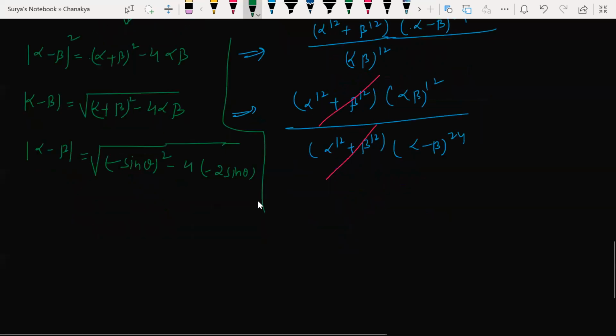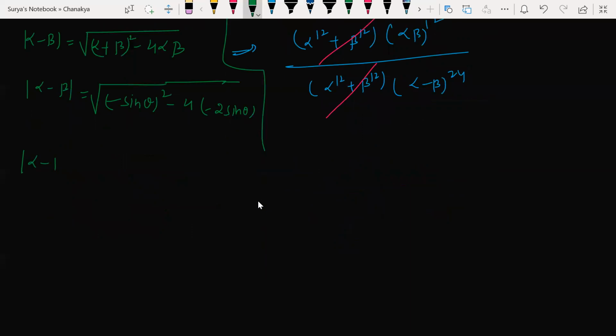Hope you all are getting my point. So alpha minus beta is equal to sine square theta plus 8 sine theta. Correct? Isn't it, children? So this is what I got now.